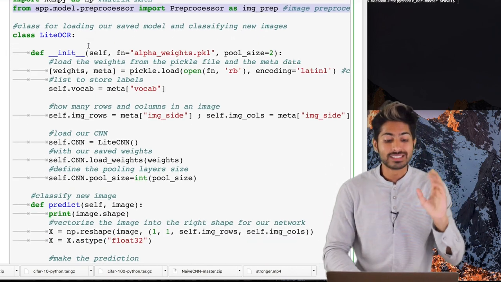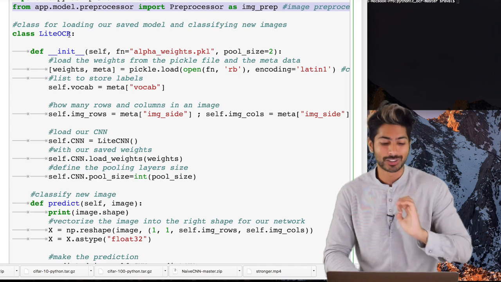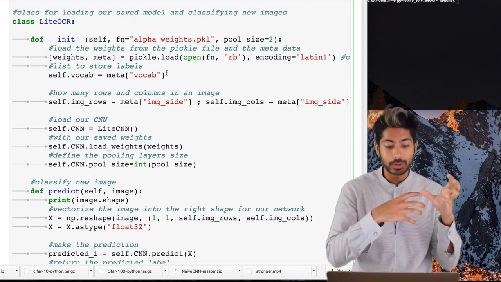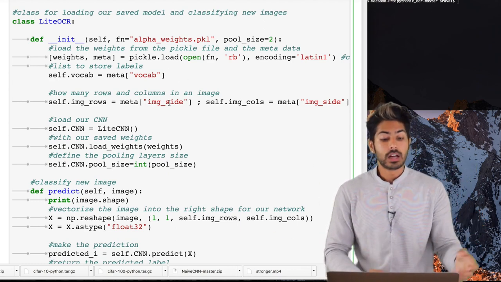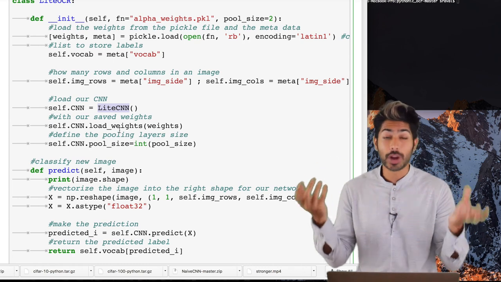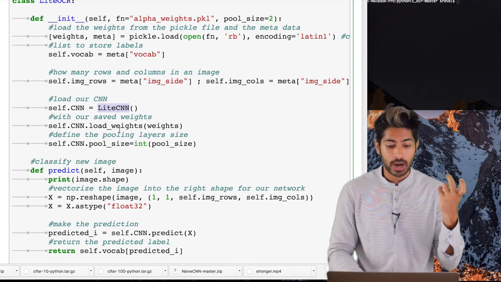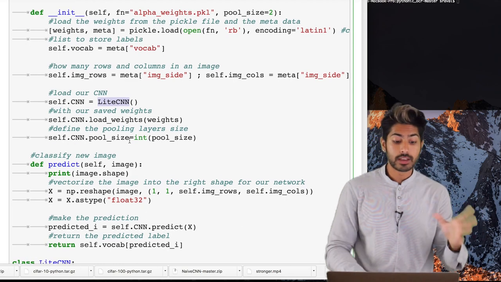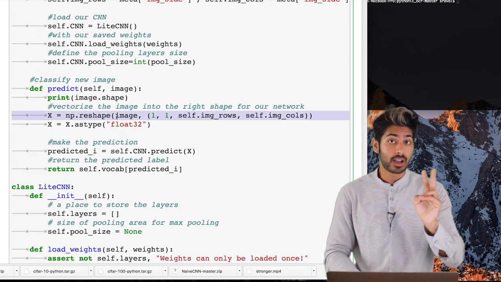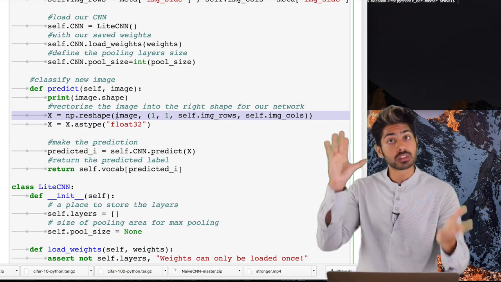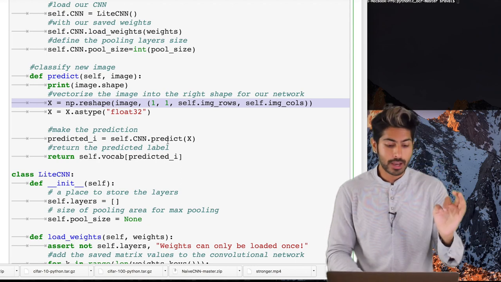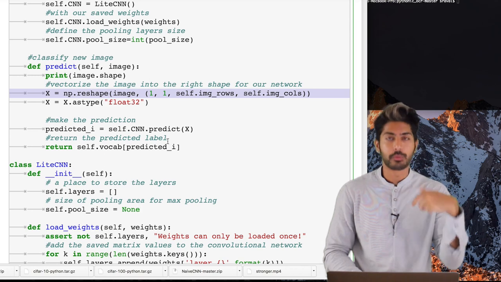So let's talk about our light OCR, or optical character recognition, class. In our initialize function, we're going to load the weights from the pickle file and then store all the labels that we've loaded. We'll define how many rows and columns are in an image, and load up our convolutional network using the light CNN function with our saved weights. So assuming we've already trained our network, we load it with the saved weights from the pickle file, and then we define the number of pooling layers. Okay, and once we have that, we can use this predict function. Given some new image, we'll reshape the image so it's the correct size to perform the dot product between that image and the first layer of our convolutional network. We'll feed it into our network, and it's going to output a prediction probability for our class, and we'll return it, okay?